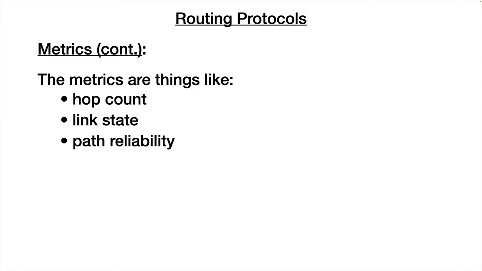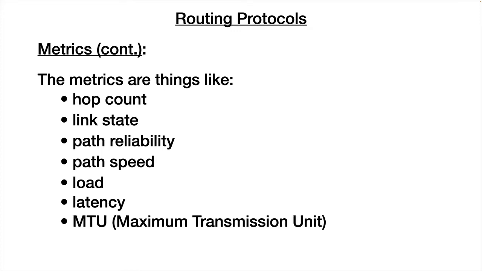Maybe how much packet loss are you having? What is the speed of the connection? You know, is it 100 megabit? Is it gig? Is it 10 gig? How busy or load is another metric. Latency is another metric. And then sometimes a decision is made on the maximum transmission unit. A lot of times this is 1500 for an Ethernet frame, but if you have a high-speed connection, that MTU may be higher.